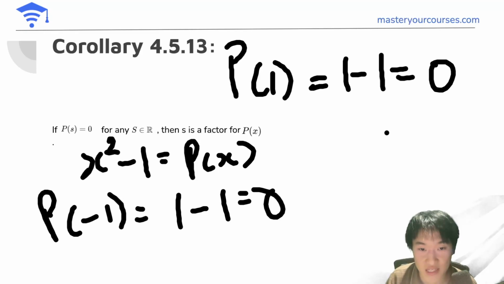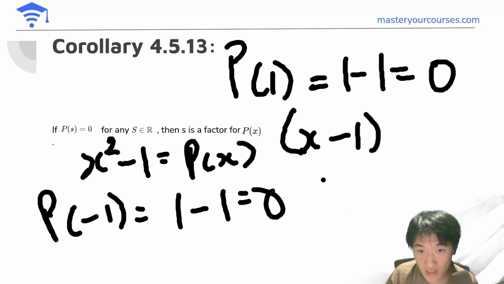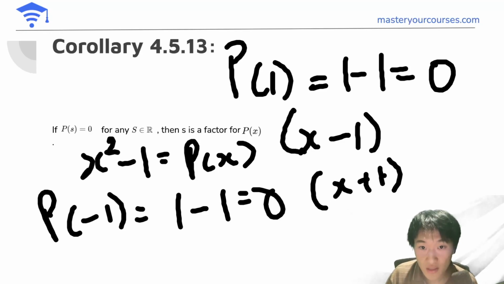So what does that tell us? Well, it tells us that the factors of this polynomial include x minus 1 and x plus 1. And we can actually show that those are the factors for this polynomial. So this is a cool way to arrive at factoring from a different angle.